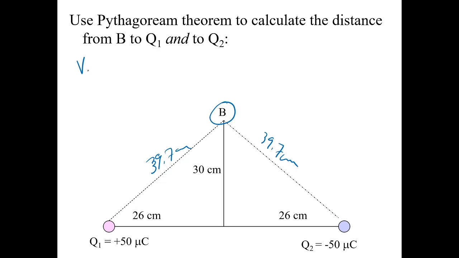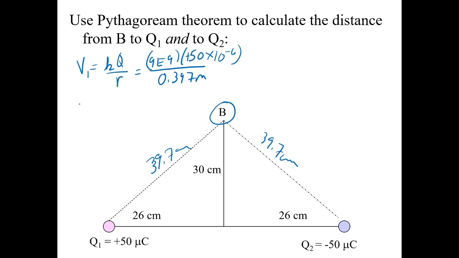So let's call this V1. KQ over R. The distance is 0.397 meters. K is 9 times 10 to the 9th, and the charge is 50 times 10 to the minus 6. It's positive. Positive charges give us a positive voltage, just like we might expect. And that's a really big number. Got to put that in scientific notation: 1.13 times 10 to the 6 volts.